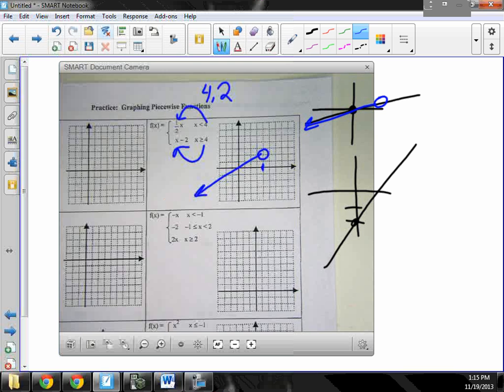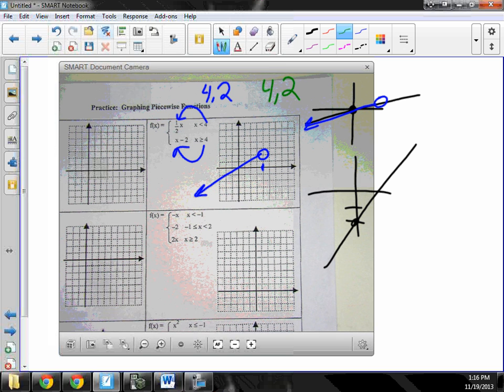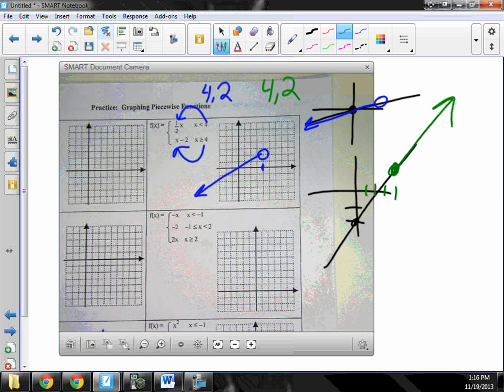All right, for the second one, I plug in 4, and I get 4, 2. So this one actually has the endpoints in the same place. So I'm going to put a closed circle. If I have an open circle and a closed circle at the same point, is it open or closed? It's closed. So over here at 4, I'm going to draw this portion of the graph. So I just move that over here. And it looks like that.